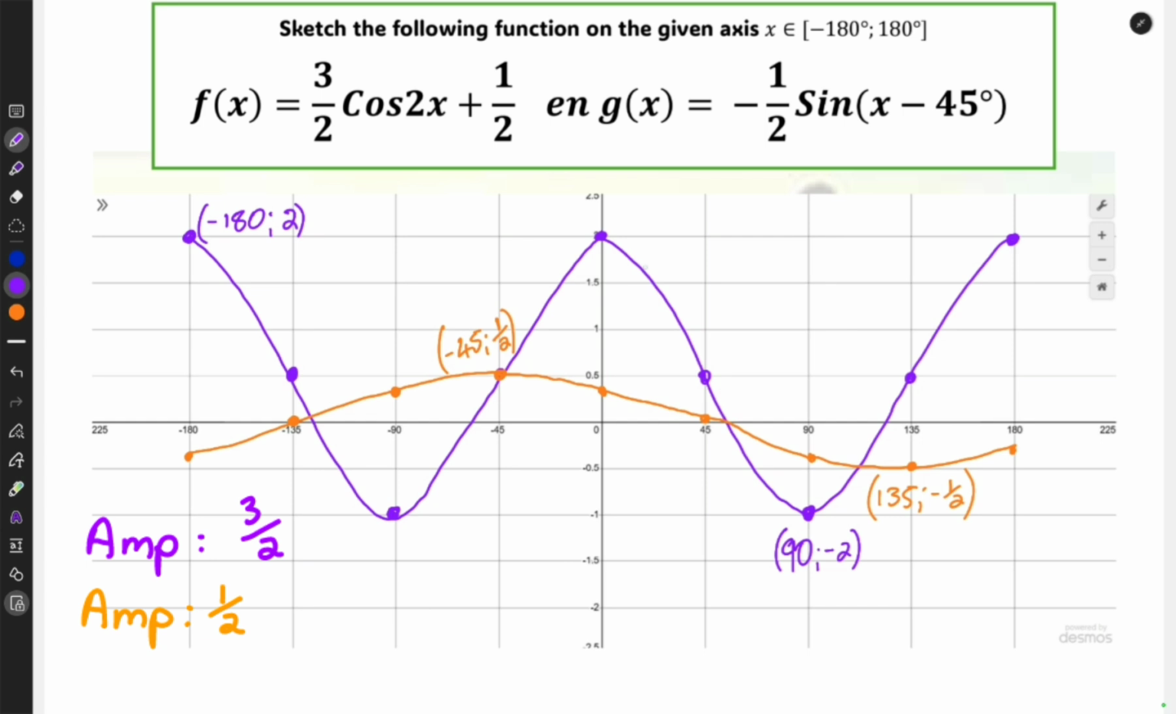So just something I noticed that I did wrong. You must always indicate an F and a G for your teacher so they can see which graph is which graph, and it also helps you to see which one.